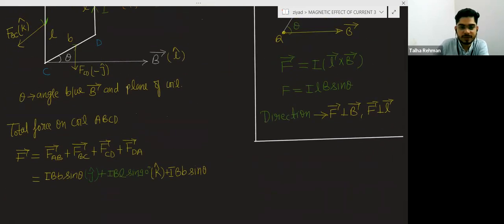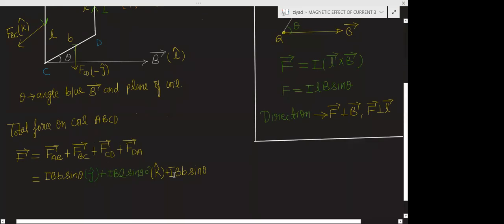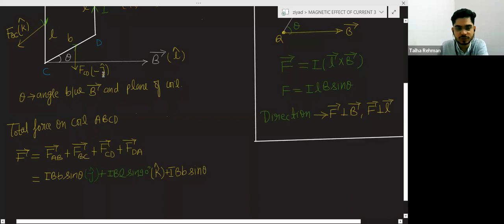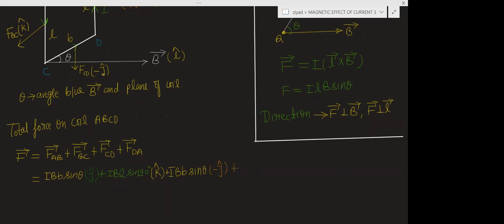For this you will multiply with J cap. This is for CD. For CD, this is the force IVV sine theta, and for the direction of CD, you will multiply with minus J cap.